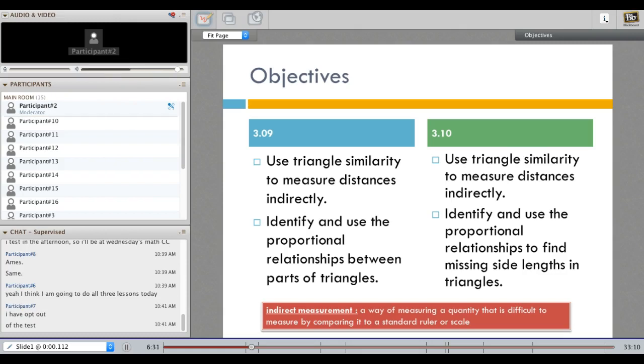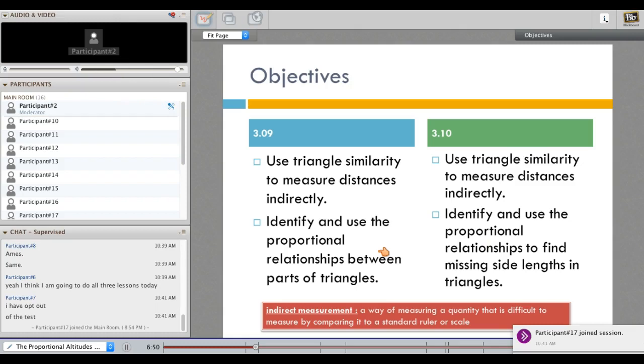Okay, so for 3.09 we're going to continue the idea of triangle similarity. We're going to talk about a couple of theorems in 3.10, and 3.09 has one, so a total of 3, using the similarity idea to make proportions and relationships between sides and solve for x.